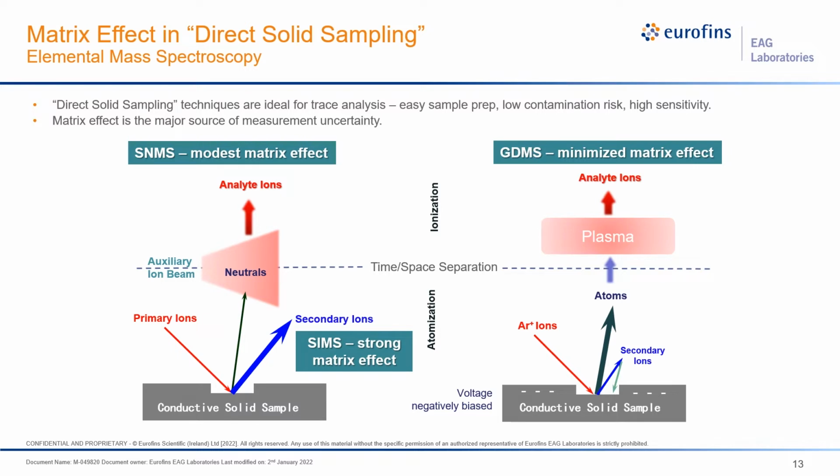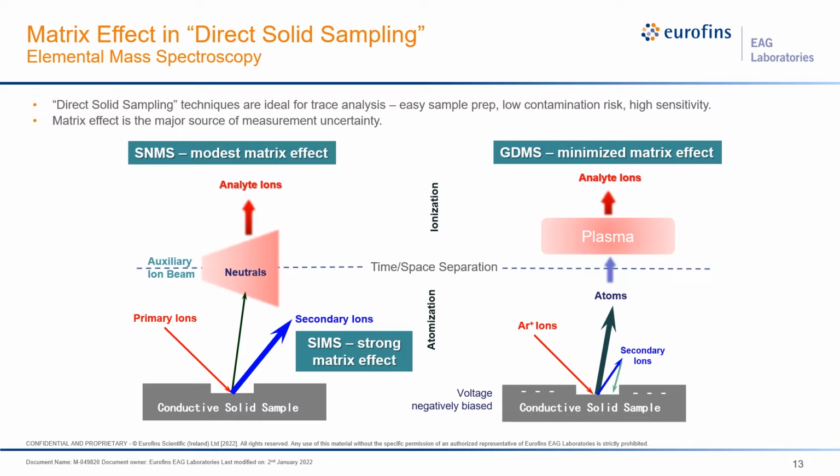Here we go. We have the glow discharge mass spec, and this uses argon ion beams to sputter the sample and suppress the secondary ion yield by bias voltage, and boosts the sputtered atom yield. These atoms are then diffused into the plasma where they are ionized to analyte ions, which are subsequently analyzed. This atomization and ionization separation in both time and space minimizes the matrix effects, which makes GDMS one of the ideal tools for full survey chemical analysis of solid samples.